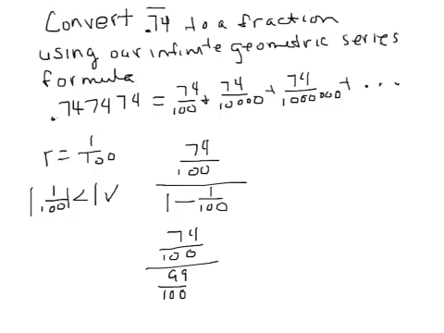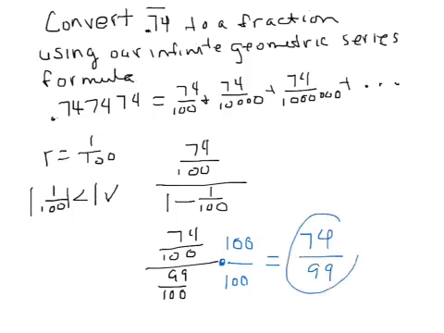Oh, that looks really ugly. So what I would like to do is, let's flip through it. Let's multiply top and bottom by 100. Let's see, 74 times 100 over 100. 100 over 100 is 1, so I'm left with 74 on the top and 99 on the bottom. There we are.